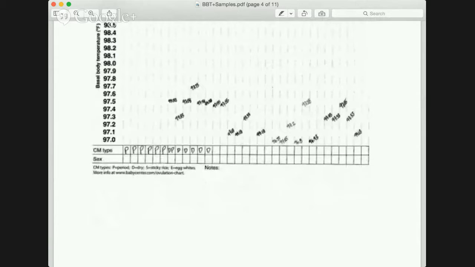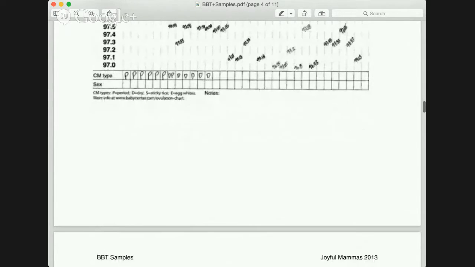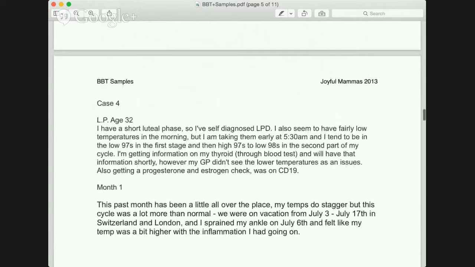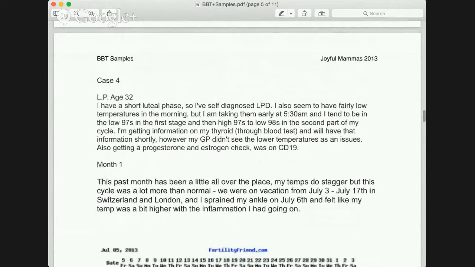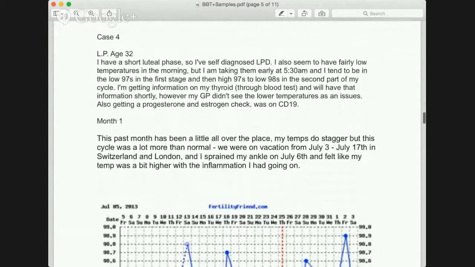This is something pretty cool about basal body temperature charting, is you can basically see, like, hey, I don't really see that you ovulated here. So that's what we need to work on. We need to work on getting you ovulating. Next one here, let's see. She says she takes her temperature very early, so she wonders if that makes it lower.